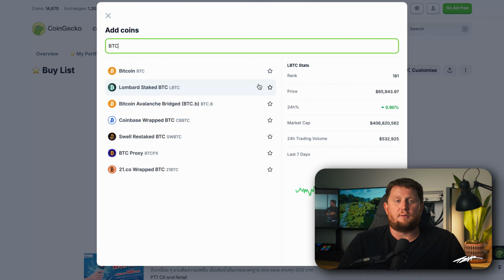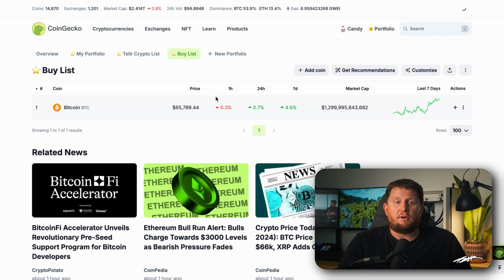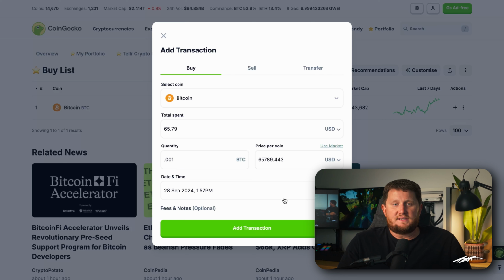I'll quickly show you how to do that with Bitcoin. This is actually the only crypto I'd recommend a newbie buying. So let's add it. You press the plus sign here. Again, you can buy this from any centralized exchange. There's a few in the description if you're looking for a reputable exchange. Say today we bought 0.001 of a Bitcoin or 100,000 Satoshis. Click the plus on the side and fill in the details.